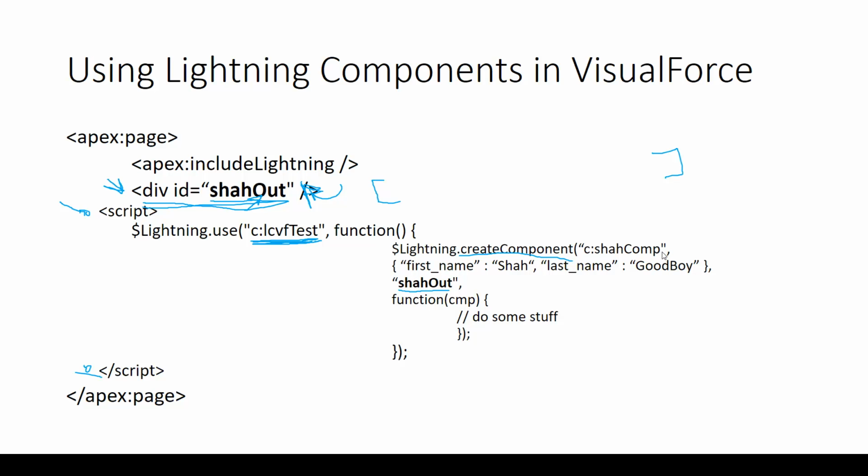First is my component name. The second is object attributes, my first name attribute, last name attribute, or first number, last number as integers. In case of integers, I don't put them in double quotes. If I don't want to use anything, just give two curly braces and leave it blank, no issues. The third parameter is the location on which my VisualForce page it has to be rendered. Give and refer to it here. The fourth one, optionally you can give any callback.